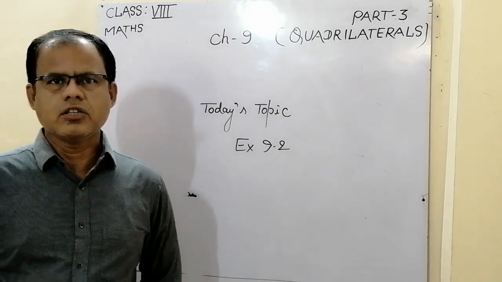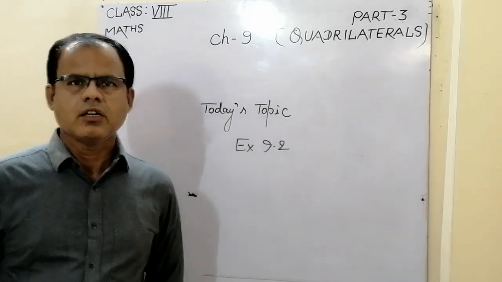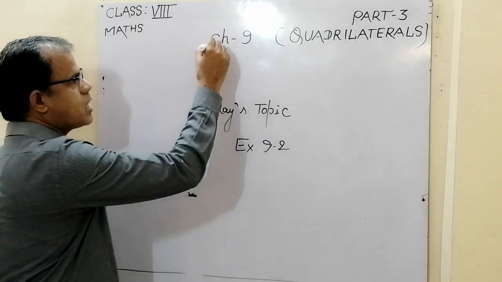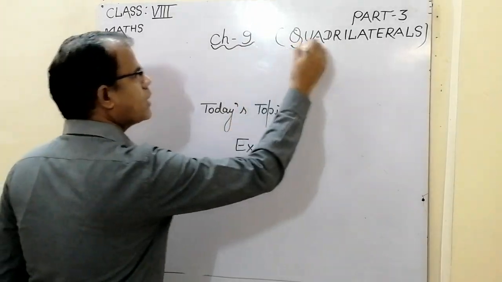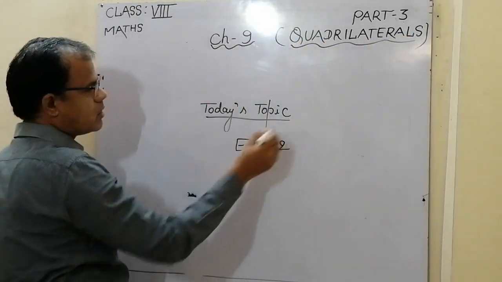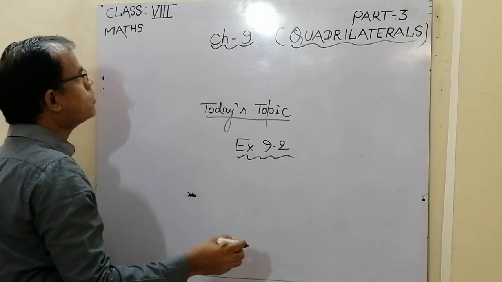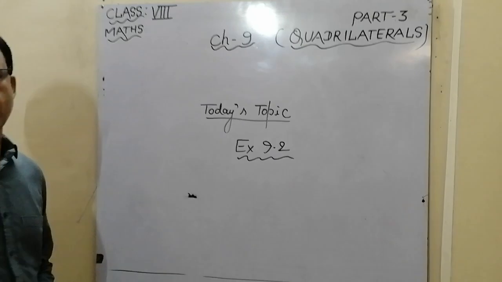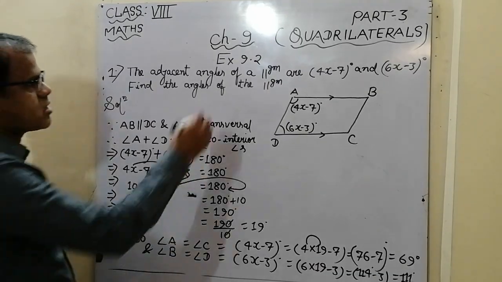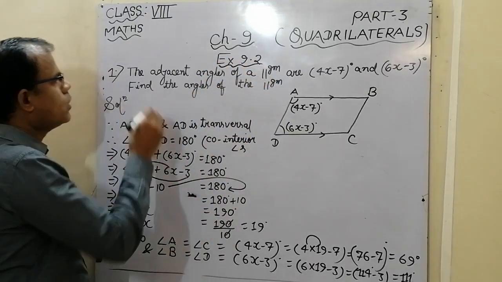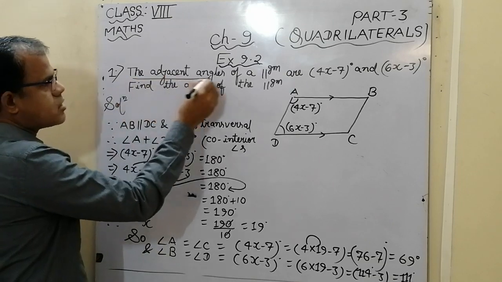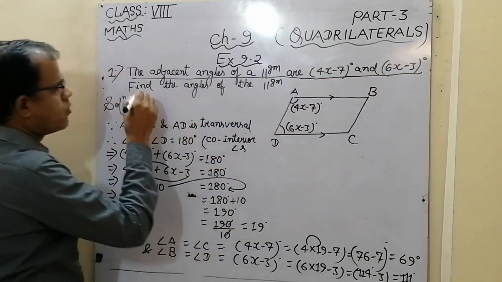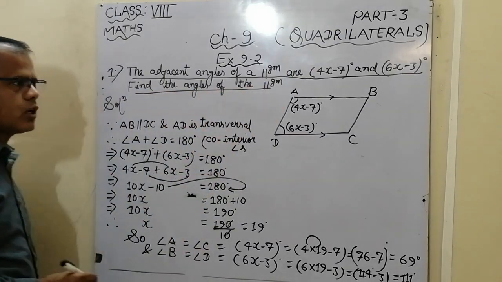Dear students, in this video, part 3, we are going to start solving chapter 9, Quadrilaterals. Today's topic is exercise 9.2 of class 8 math. So students, exercise 9.2, first question. The adjacent angles of a parallelogram are given. Find the angles of the parallelogram.